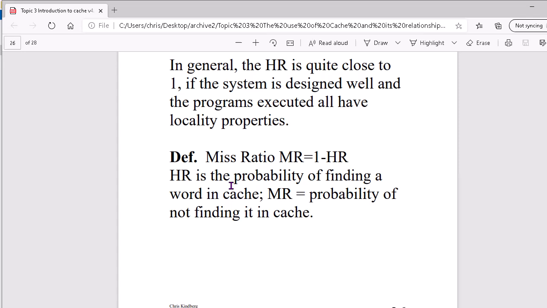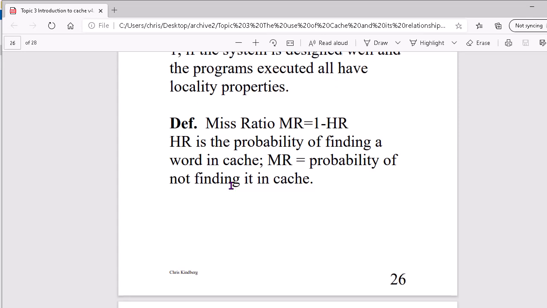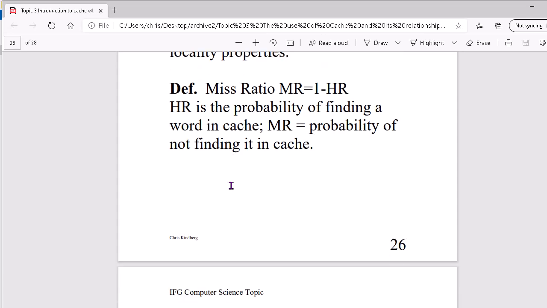So if I've got a hit ratio of 0.9, the miss ratio is going to be 0.1. And miss rate is the probability of not finding what you need, what you want, what you're looking for in cache.